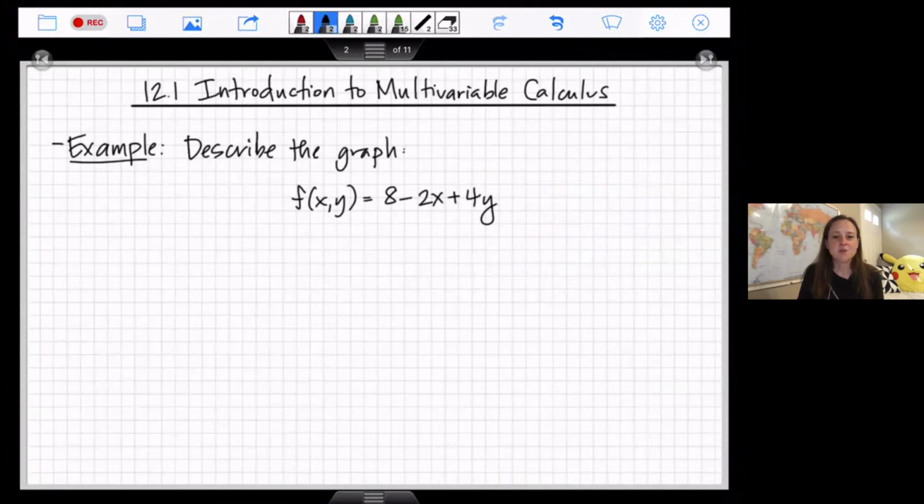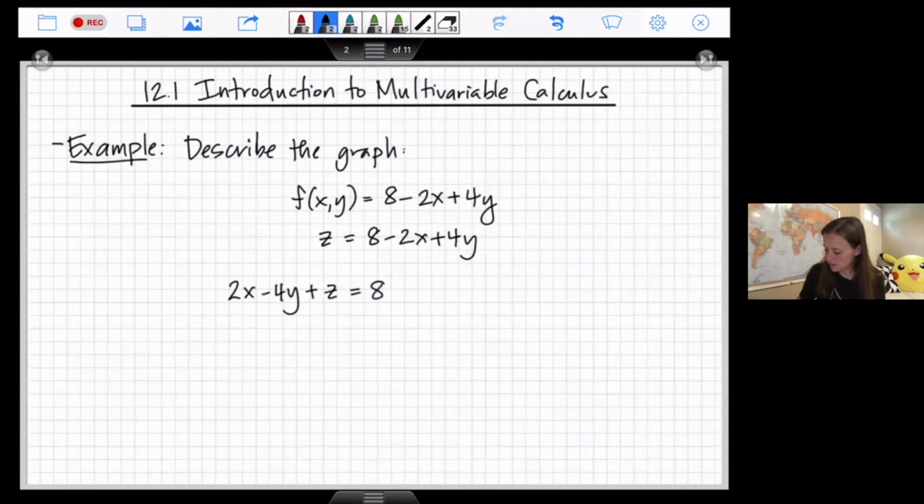So I've given us a function of two variables, and all we have to do to recognize this function is to remember that f of xy is another name for z. So I'm going to replace f of xy with z. And if that doesn't look familiar yet, let's move all the xy stuff from the right-hand side over onto the left. So I'm going to add 2x to both sides, so I'll have a positive 2x over here. Subtract 4y from both sides. And then the z's over here on the left already. And all that leaves me with is an 8.